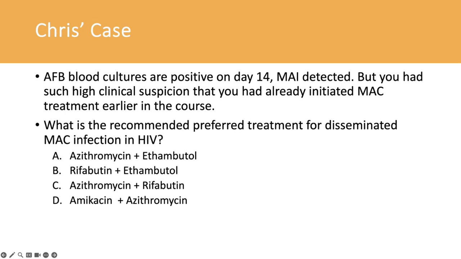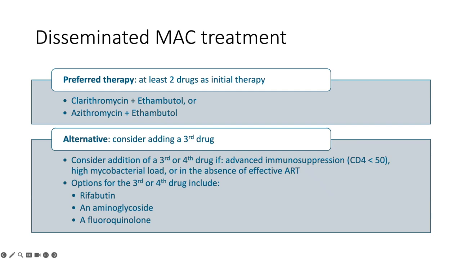Azithromycin and ethambutol, or rifabutin and ethambutol, azithromycin or rifabutin, or amikacin, azithromycin. What do you guys usually give them? Often you give 3 drugs, right? This is just to make sure you know what the guidelines actually say. The preferred therapy is at least 2 drugs, clarithromycin versus azithromycin with ethambutol, but generally azithro and ethambutol are the 2 drugs you need to use.